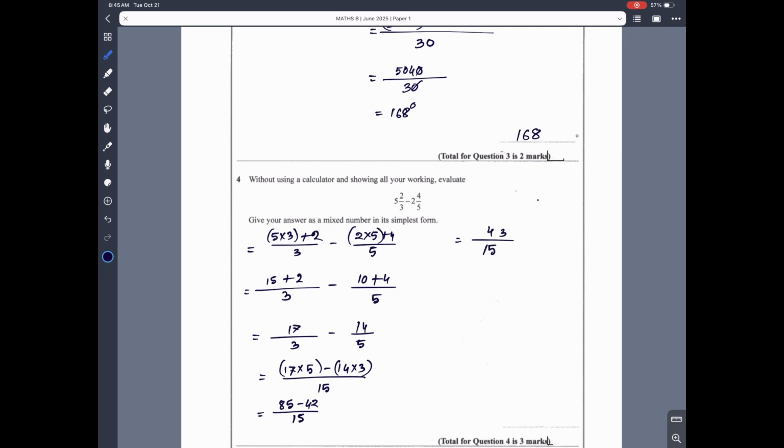So they have asked not to use the calculator. 43 over 15, 15 twos are, we know, 30. So we have 13. So now 2 whole 13 by 15. So 2 whole 13 by 15 is the answer. And we're done with number 4.